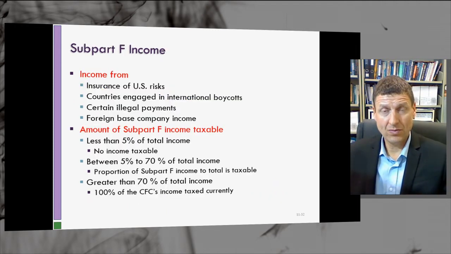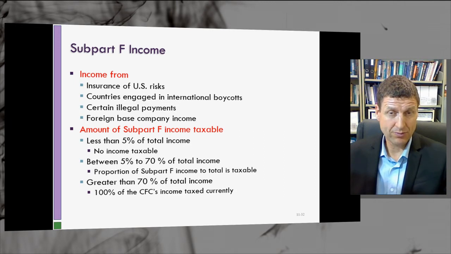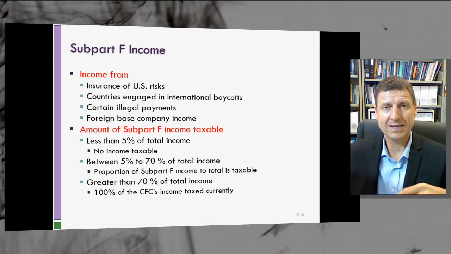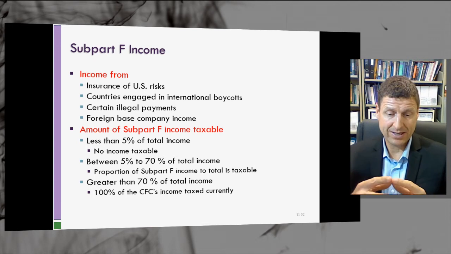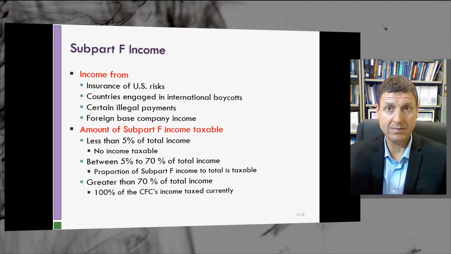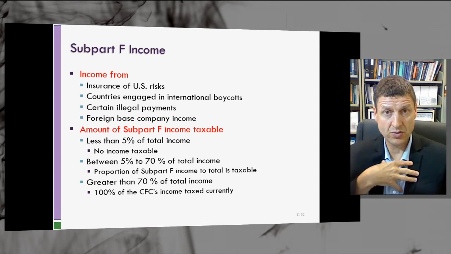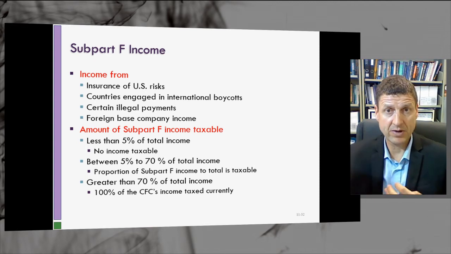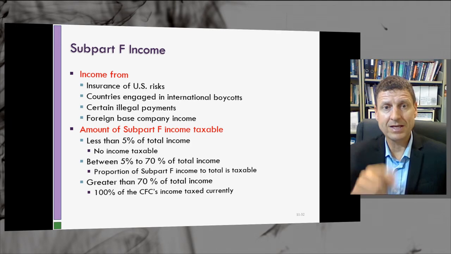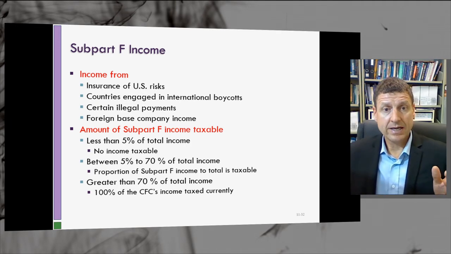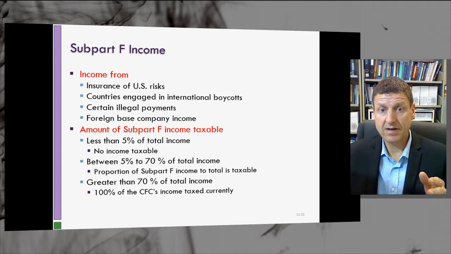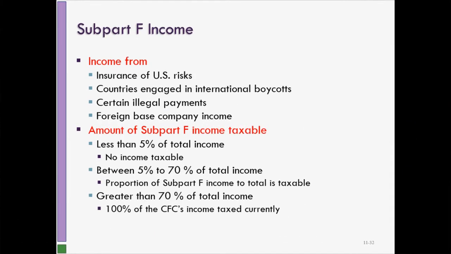And part of the extension of the foreign controlled corporation law is this subpart F income. It really defines the type of income that we want to deem as being paid as dividends to the US parent company, even though the foreign company is not declaring a dividend. These include the insurance of US risks, income from countries engaged in international boycotts, certain illegal payments, and foreign-based company income.